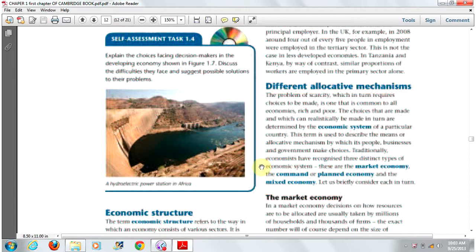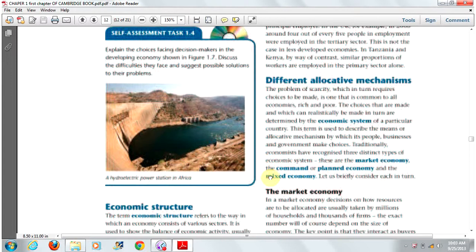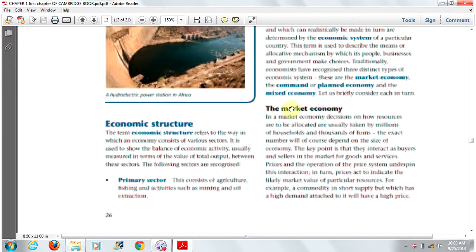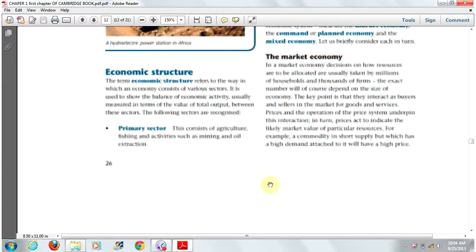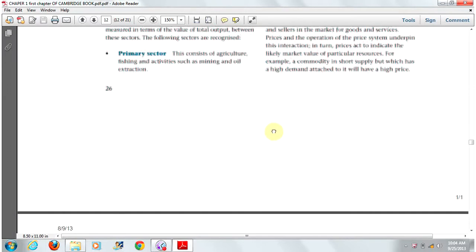In the market economy, decisions on how resources are to be allocated are usually taken by millions of households and thousands of firms. The exact number will, of course, depend on the size of the economy. The key point is that they interact as buyers and sellers in a market for goods and services. Prices and the operation of the price system underpin this interaction. In turn, prices act to indicate the likely market value of particular resources. For example, a commodity in short supply but which has a high demand attached to it will have a higher price. Alternatively, one which has a high supply and low demand will have a much lower price attached to it.